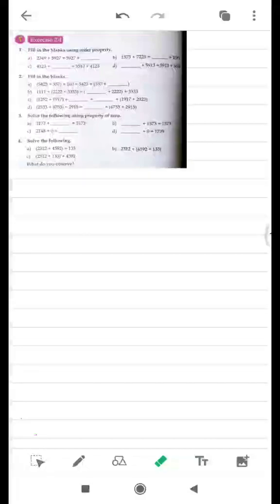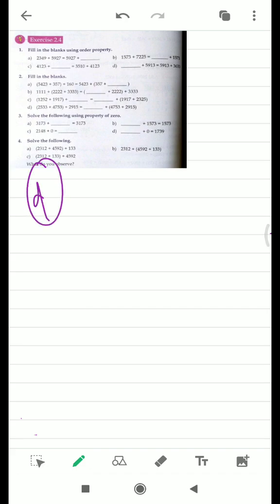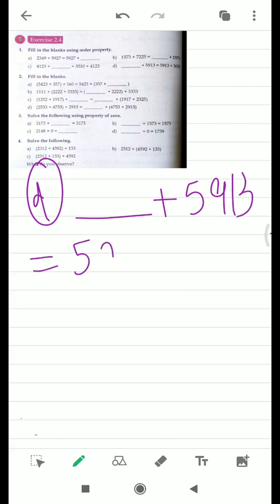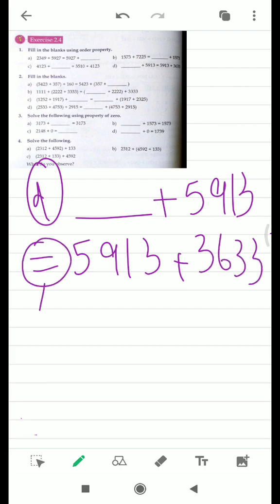So next is our D part. Blank plus 5913 is equal to 5913 plus 3633. Now in order to retain this equality, addition sum is there. So the only number that has to come here is this one, 3633.